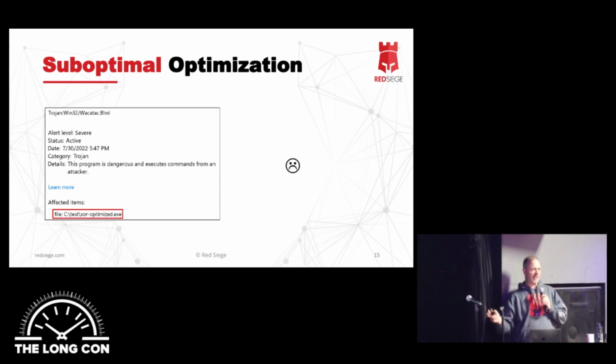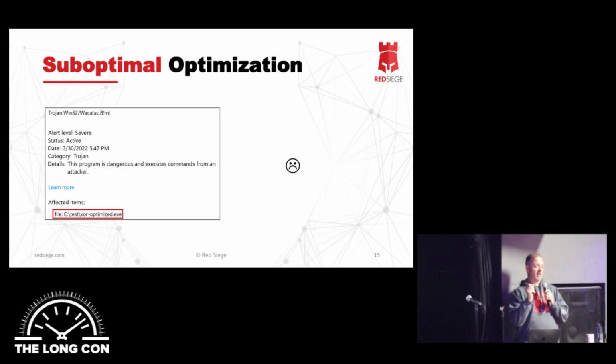And finally, I've removed everything from my shellcode loader except the encryption routine. So right down here, you can see XOR optimized.exe is what's being detected. XOR. That is the key. It was my encryption routine. I'm using XOR encryption, and I wasn't doing a single byte, I was doing like a multi-byte XOR.